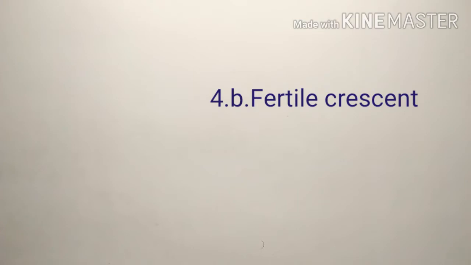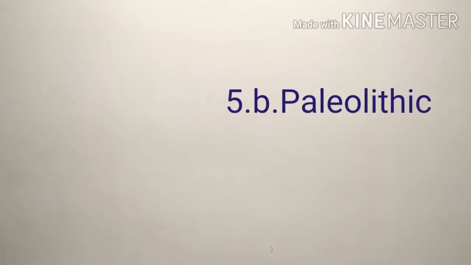Question number 3. Direct ancestor of modern man was dash. Answer C. Homo sapiens. Question number 4. Dash refers to the area covering Egypt, Israel, Palestine and Iraq. Answer B. Fertile Crescent. Question number 5. Sir Robert Bruce Foote, a geologist from England, first discovered the dash tools at Pallavaram near Chennai. Answer B. Paleolithic.